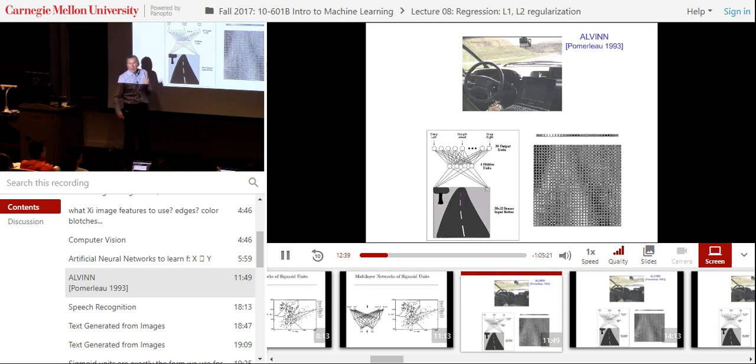Each circle here indicates 1 unit in the network. So this unit, for example, has 960 inputs, 1 for each pixel in the image. And this unit is a different one. It also has the same set of 960 inputs. And from each of those inputs, they have a weight which gets trained during the system training.